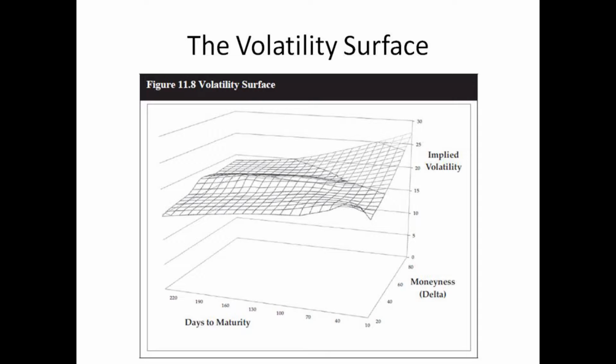So that is the volatility surface. Hopefully you guys understand that fairly well, and do take a look at the chapter in your textbook if you are at all confused. So the next thing we're going to move on to is exotic options.